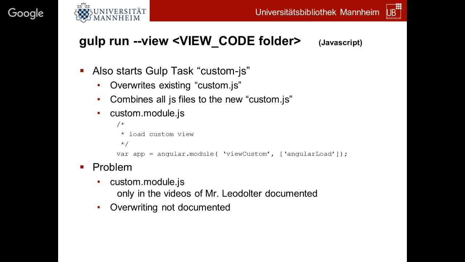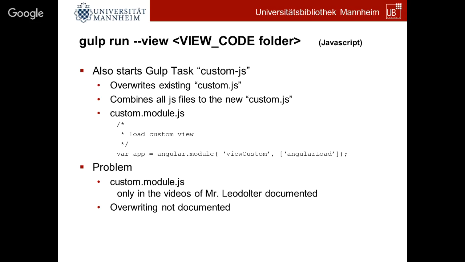It starts as well a gulp task custom.js. This overrides custom.js, combining all files into a new custom.js. There's as well a very important file, custom module.js. This is also not really documented anywhere else. I saw it only in the videos of Mr. Leotolda. And as well, the overwriting is not documented.